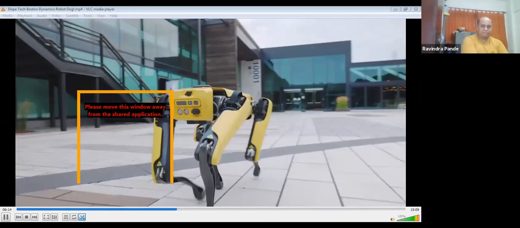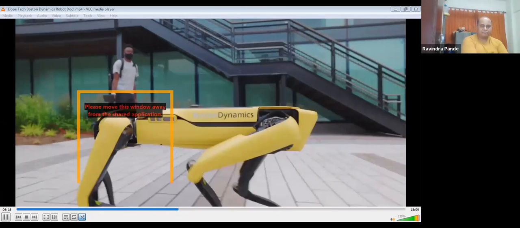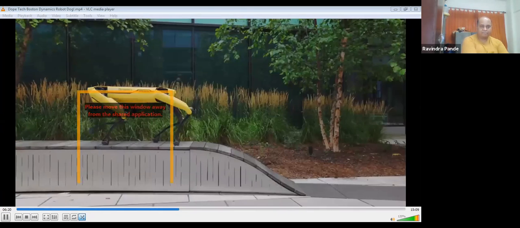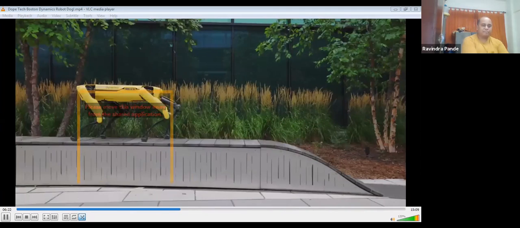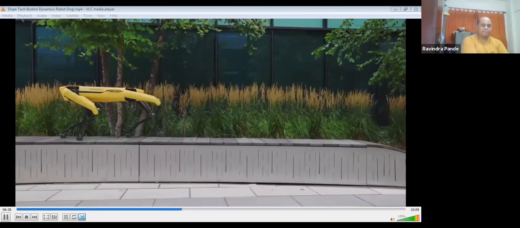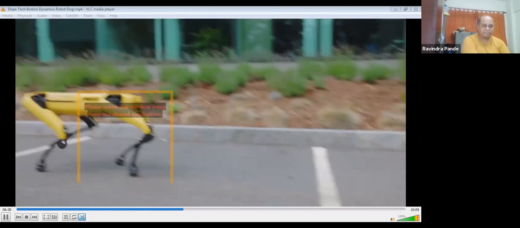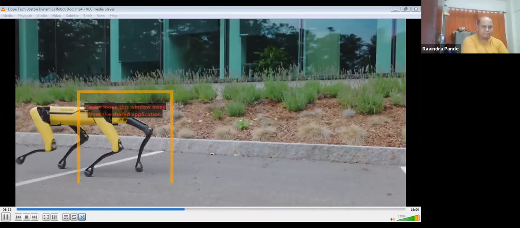Then there's crawl mode, which is a bit slower, but it's being a little bit more careful, more deliberate. That's keeping three paws or feet on the ground at all times and only lifting one at a time. So that's useful in more loose gravel type situations, uneven terrain.